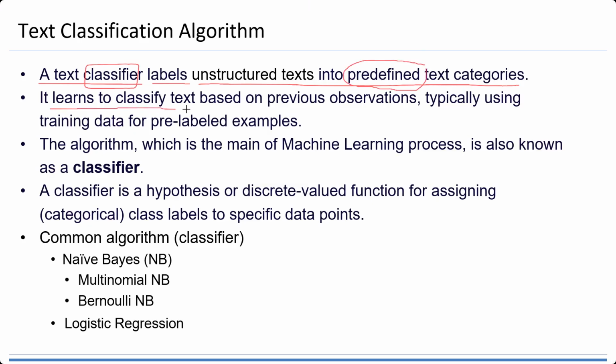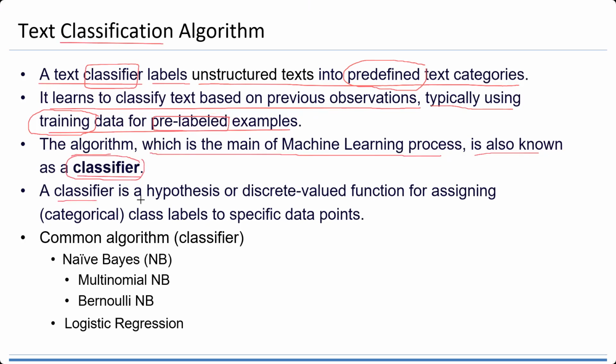It learns to classify text based on previous observation, typically using training data of pre-labeled examples. So you already have the training data and you already have the label. So we call this classification. So the algorithm, which is the main part of the machine learning process, is also known as a classifier. So the model, usually we call it a classifier.